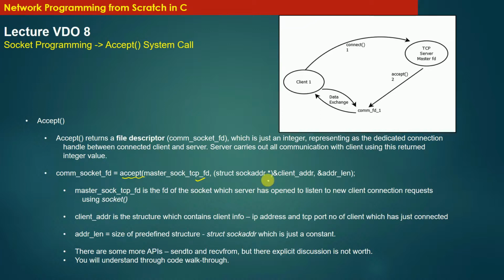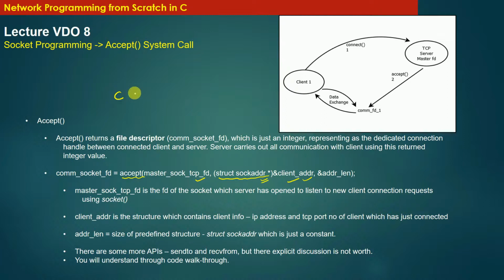The second argument to the accept system call is actually the pointer to a structure of type struct sockaddr *. Now this is the standard structure type that is provided by C APIs, and the structure that you pass here is actually an empty structure. That is, you don't have any data in it.